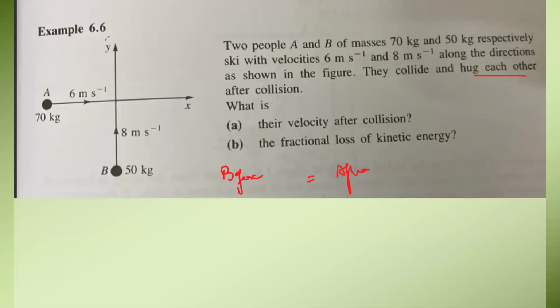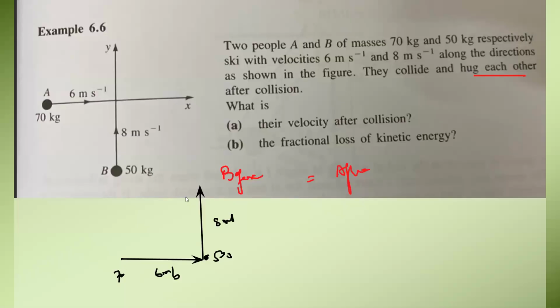So the momentum before, I can draw any one of them first because the vectors are given. For example, this is the momentum of 70 kilogram moving at 6 meters per second. And this one is the momentum of 50 kilogram moving at 8 meters per second. So this is the momentum before. The mass was 50 kg for this one, and the mass is 70 kg for this one.